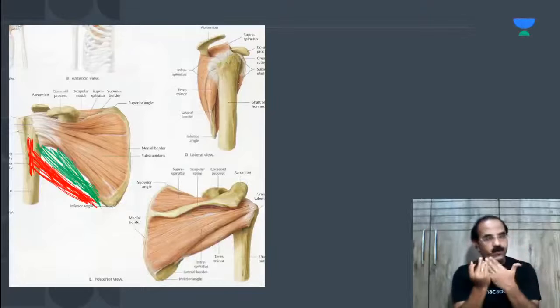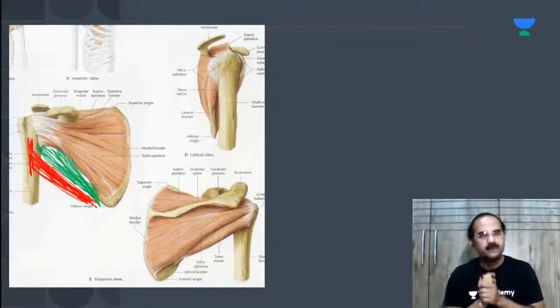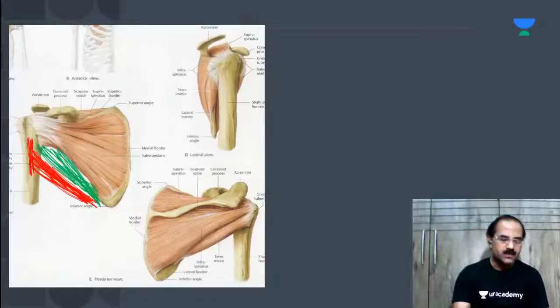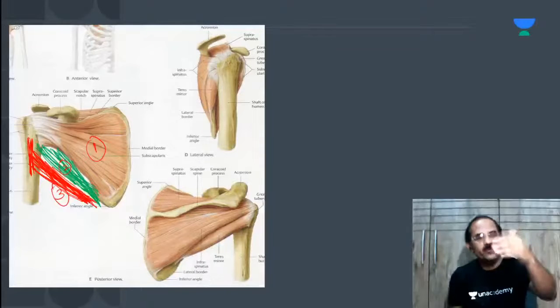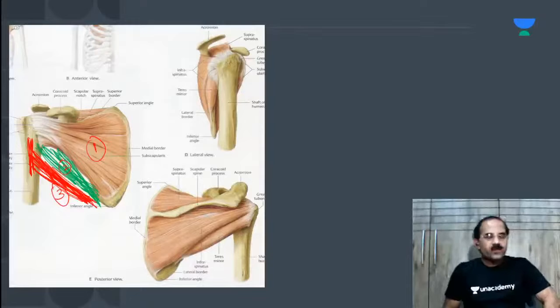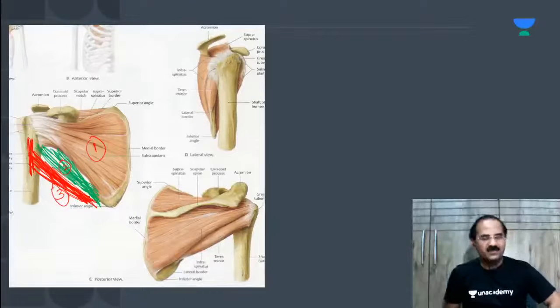That means if I look from the front, I've removed the anterior wall of the axilla. What am I looking at? I'm looking at these three muscles. This is the first muscle, that's the second muscle, and that's the third muscle. What are these three muscles going to form for the axilla?